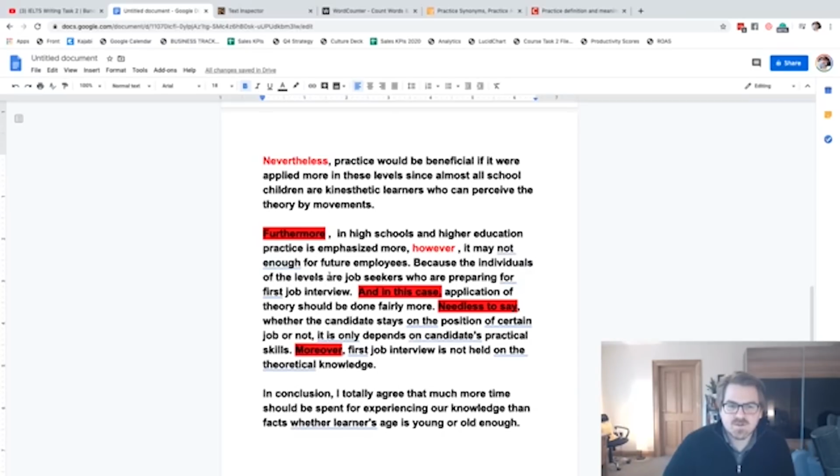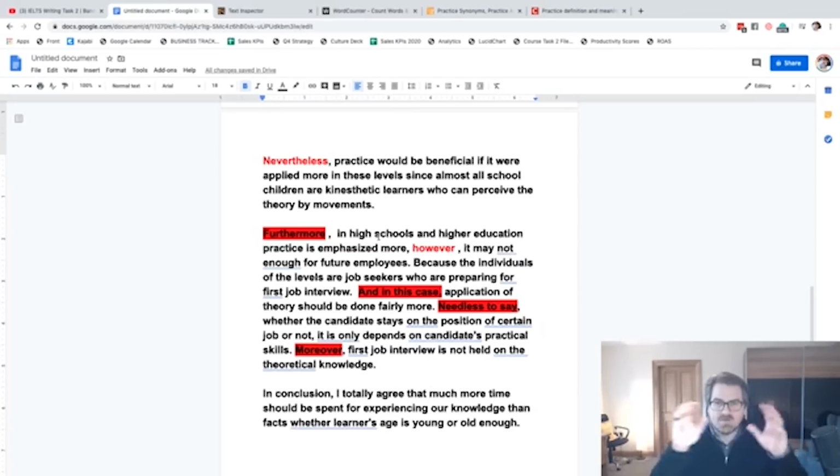Because the individuals of all levels are job seekers who are preparing for first job interview, and in this case, application of theory should be done fairly more. Needless to say, whether the candidate stays on the position of certain jobs or not, it is only depends on candidates' practical skills. Moreover, first job interview is not held on the theoretical knowledge.